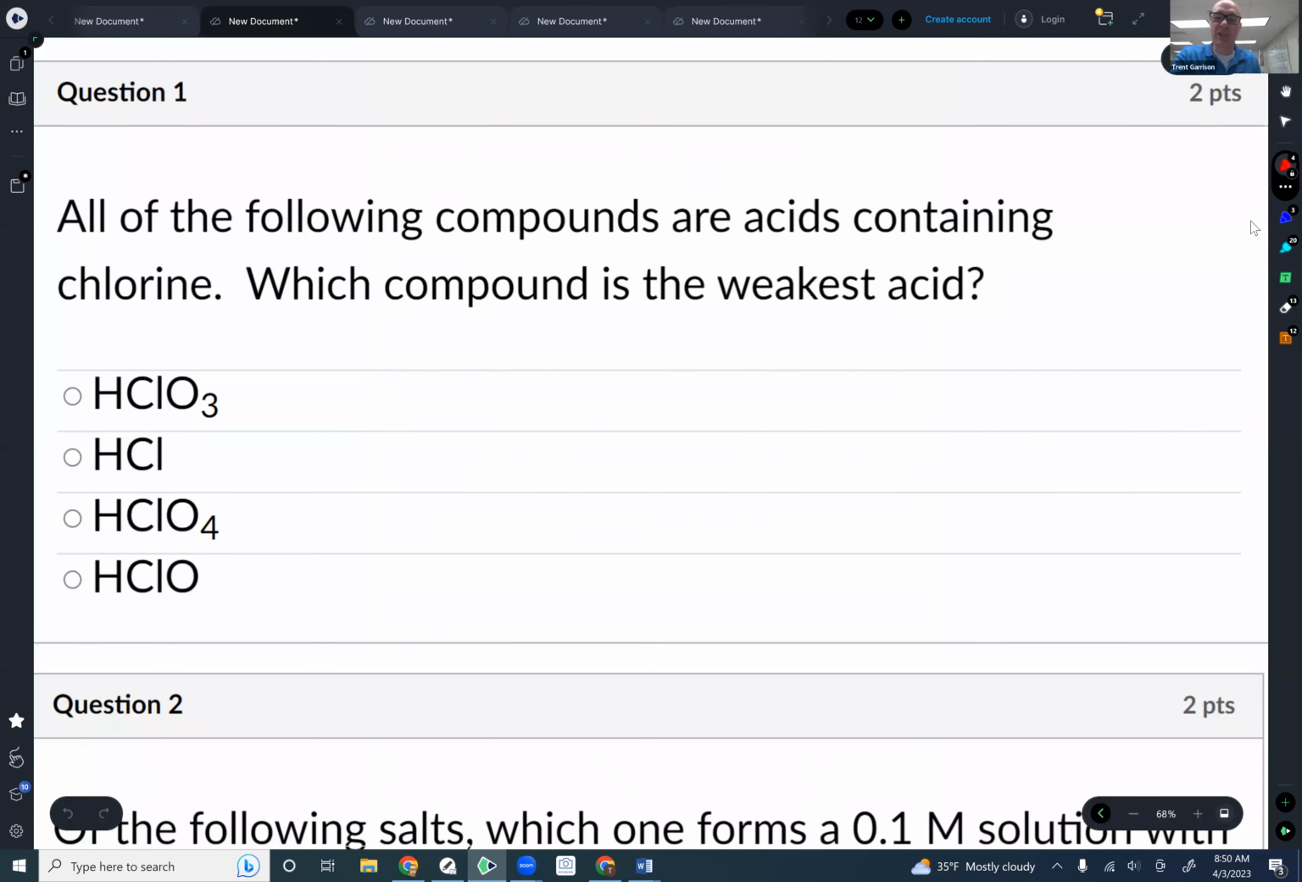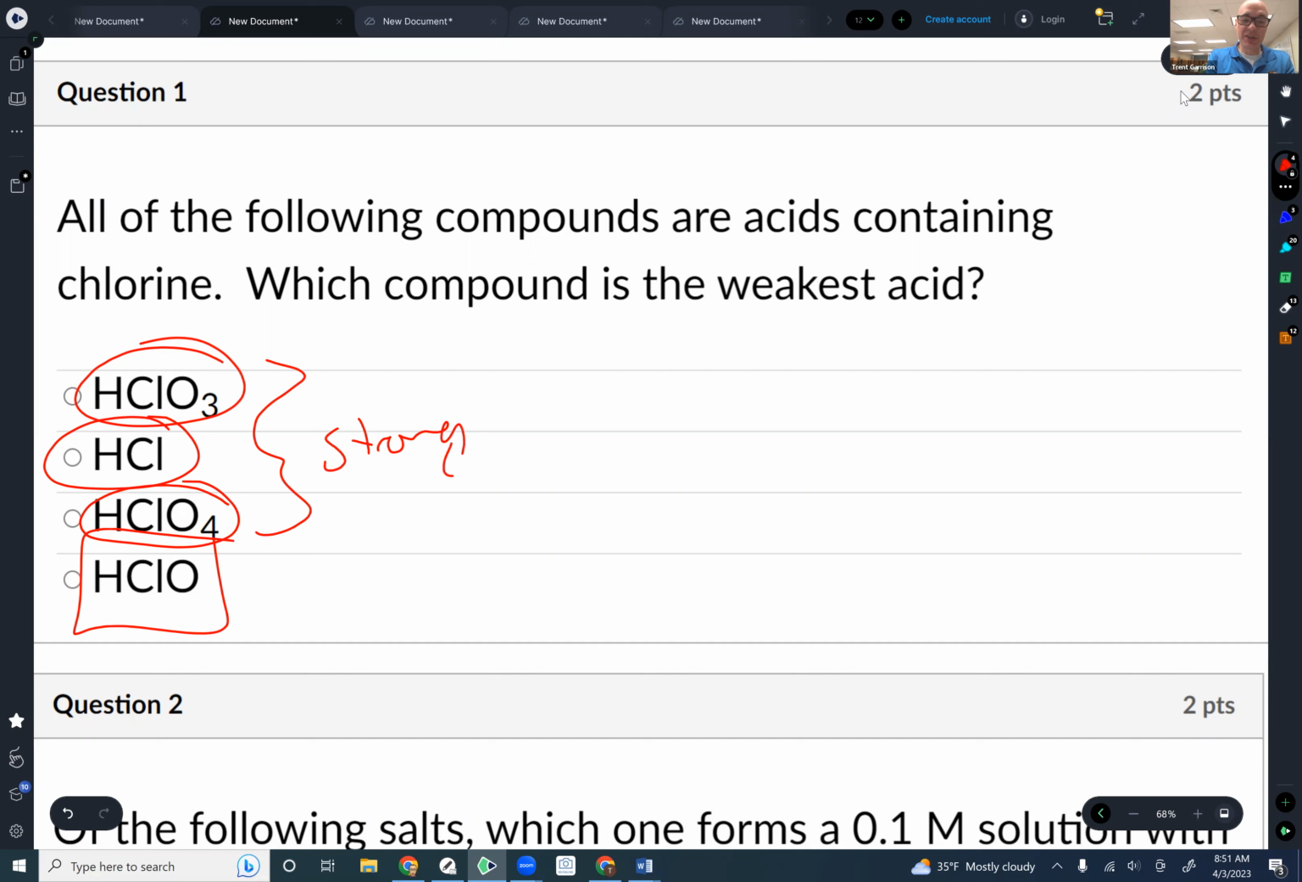On number one, all of the following are acids containing chlorine. Which is the weakest acid? So what we have to know is that there is a salmon-colored list that was provided to you, and it has all of the strong acids. So by definition, chlorate, perchlorate, and hydrochloric acid are all strong. So by default, the only one that is not on that list is your correct answer. So that is your only weak acid on the list.